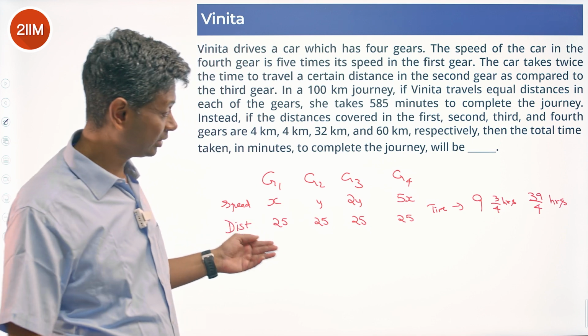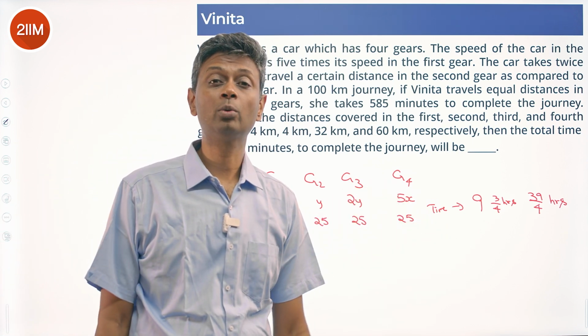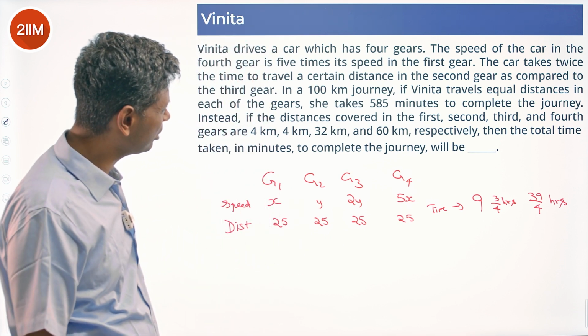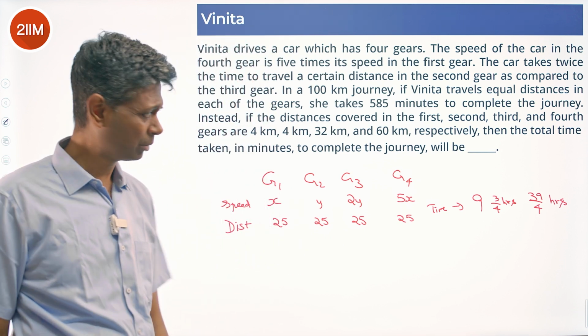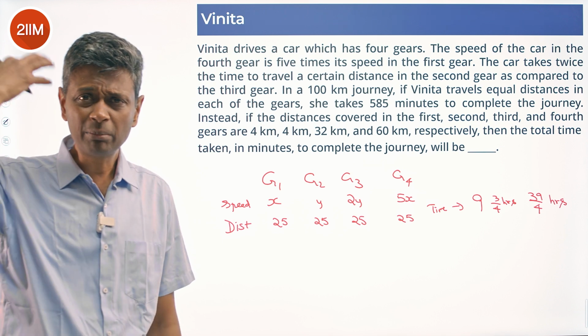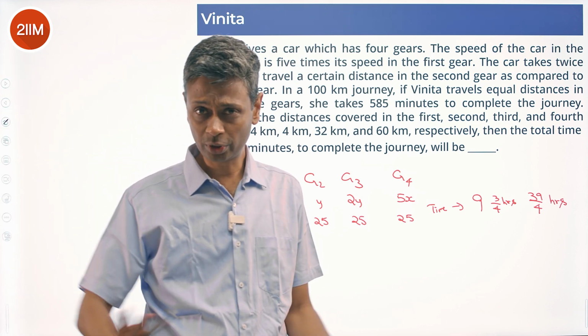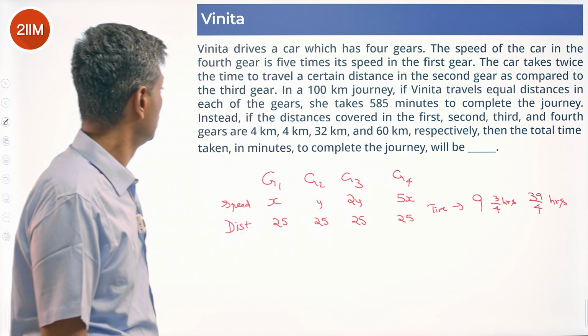This is in kilometers. I'll keep that in hours. I'm dealing with kilometers per hour. I like that unit. Or we could very well have kept it 585 minutes. There's no harm. Then we are imagining speed in terms of kilometers per minute. That's all right. Absolutely nothing wrong there.